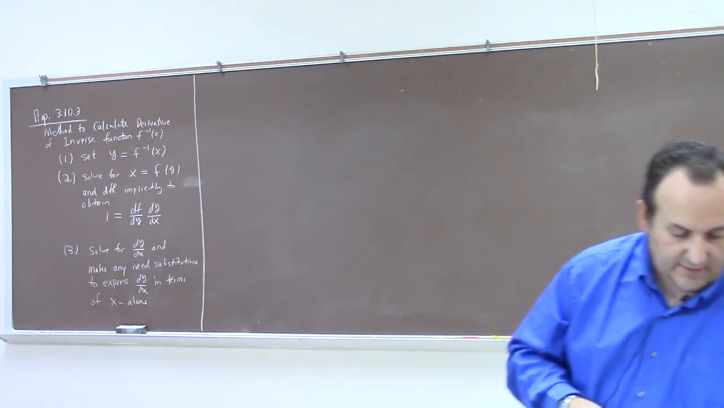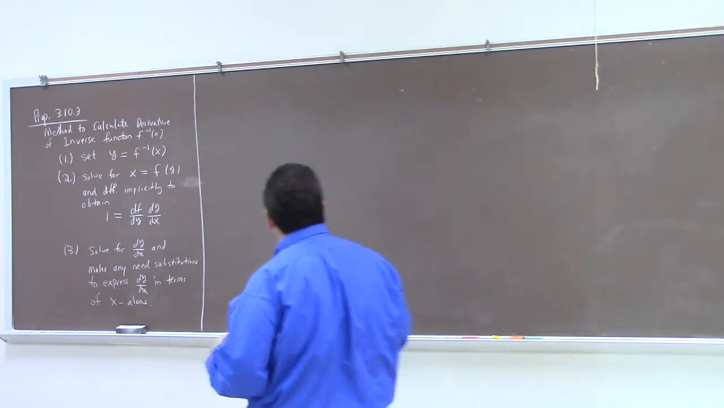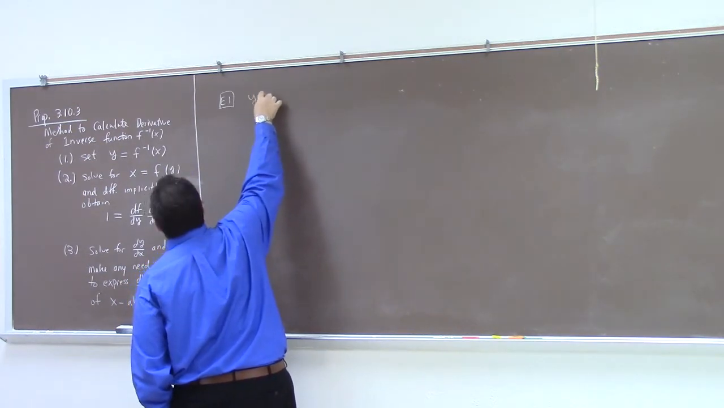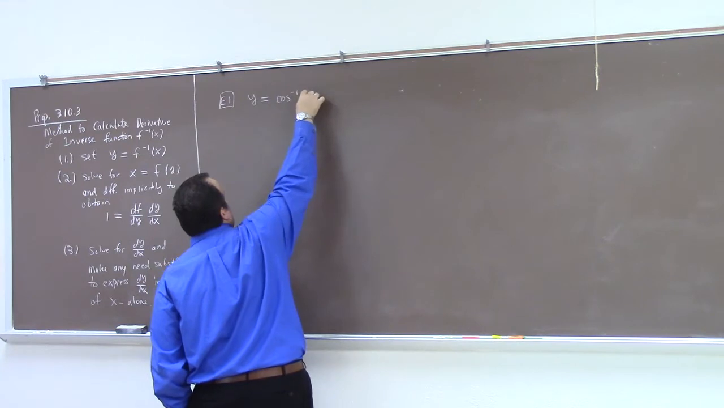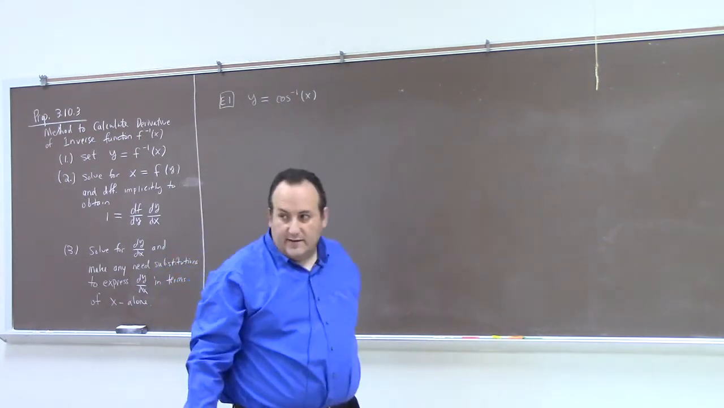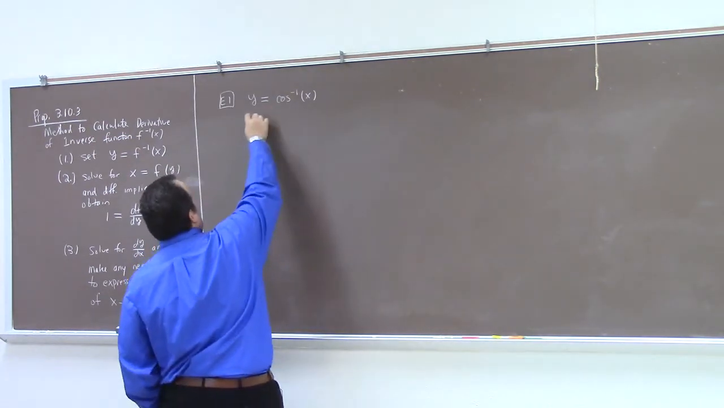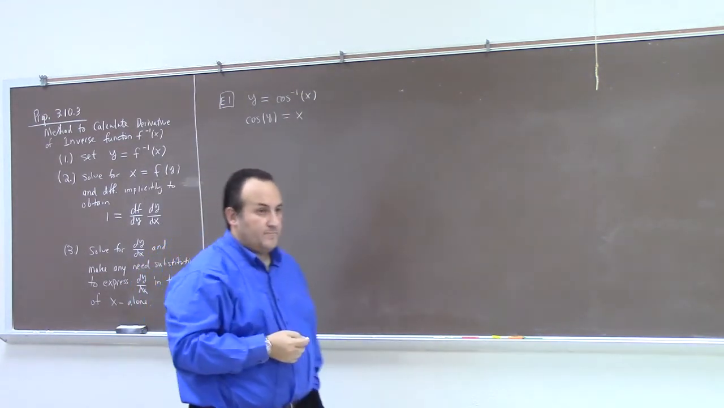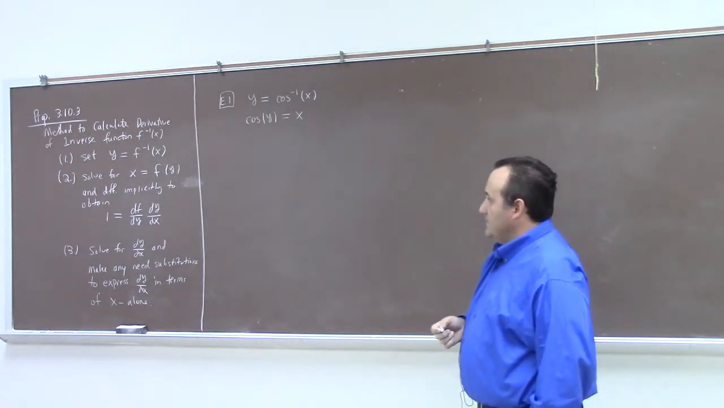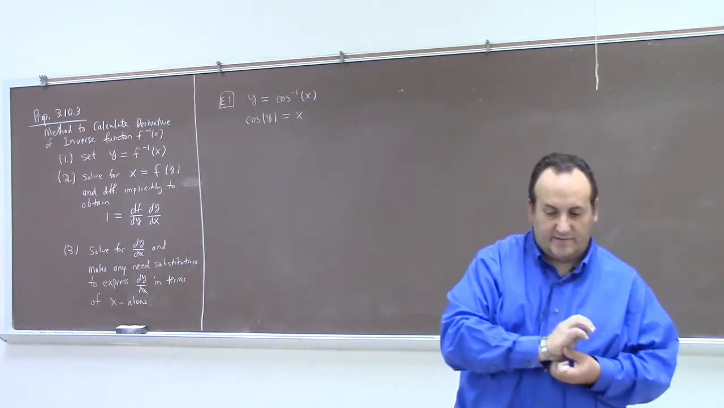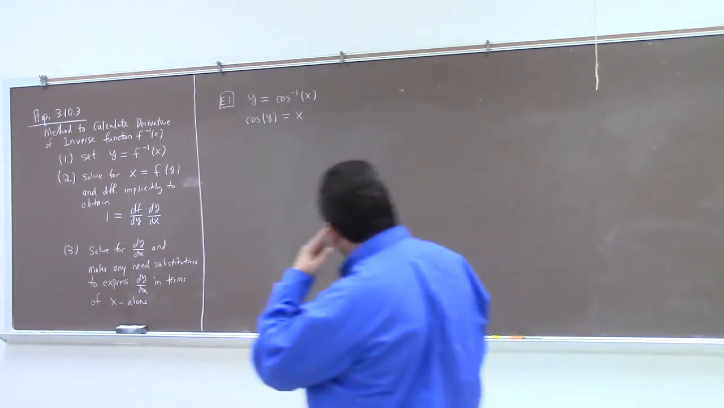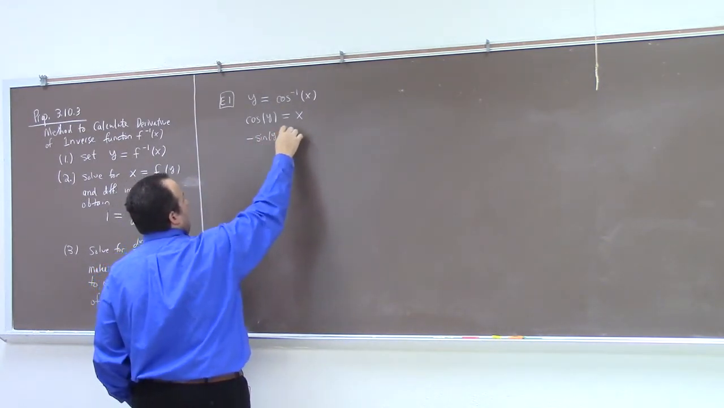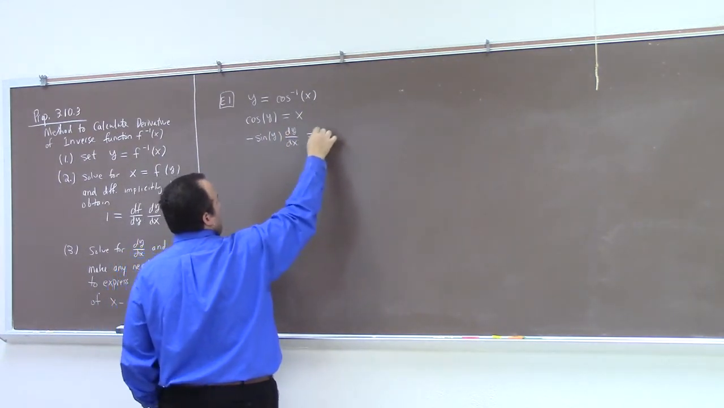All right, so let's see here. I'll show you inverse cosine. I start by writing y equal to that. I take cosine of both sides. I've got cosine of y equal to x. Let's see, to complete step two, I need to differentiate implicitly with respect to x, right? So what's the derivative of cosine y? So we got minus sine of y dy dx equal to 1, right?